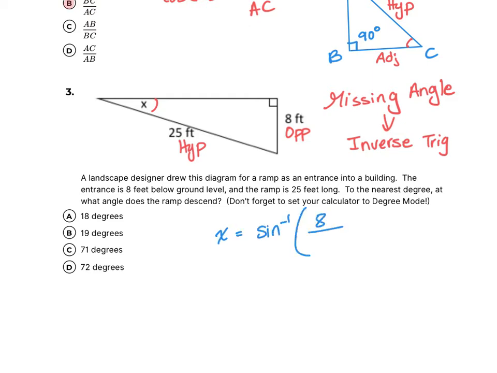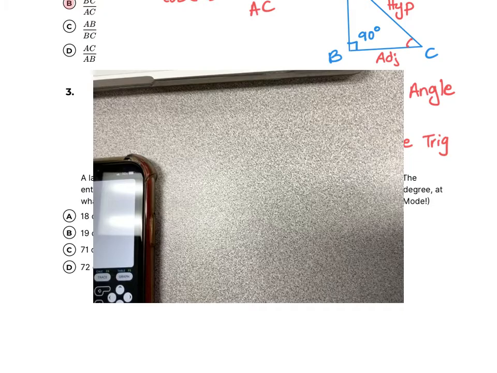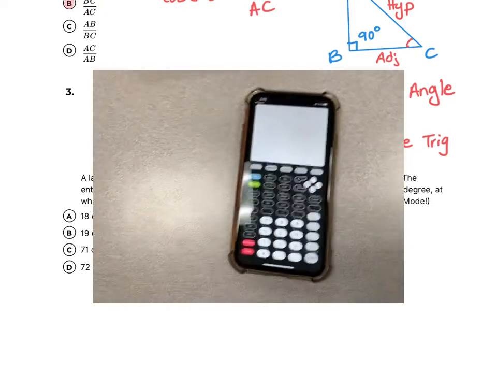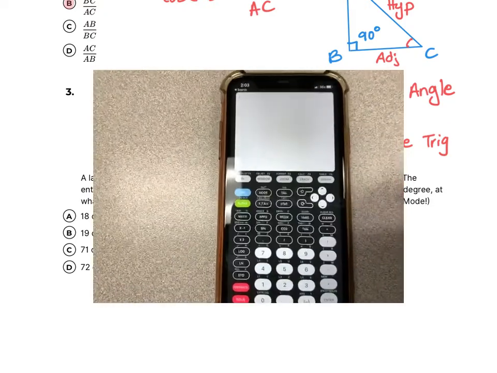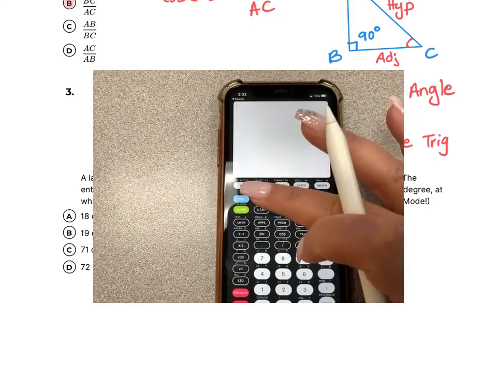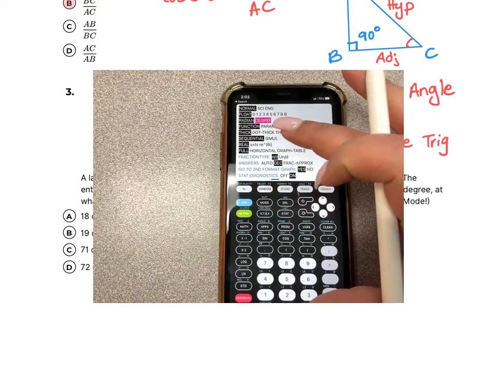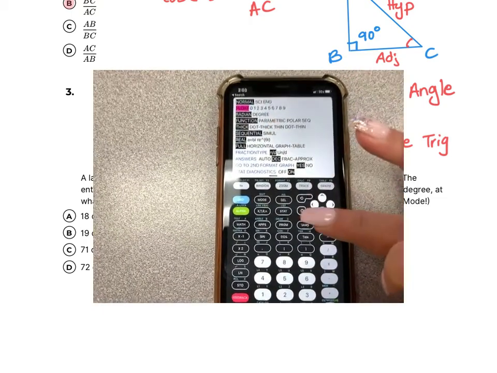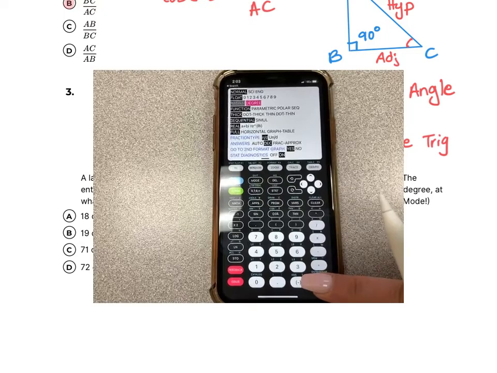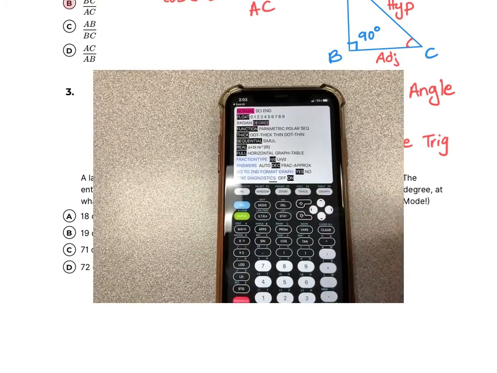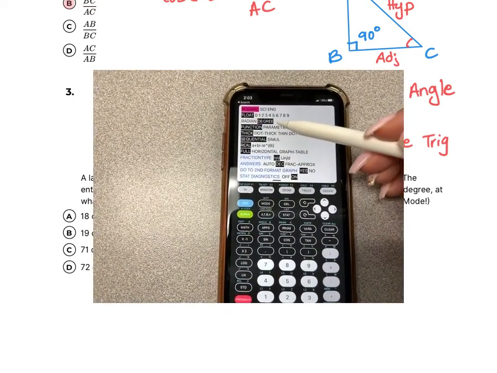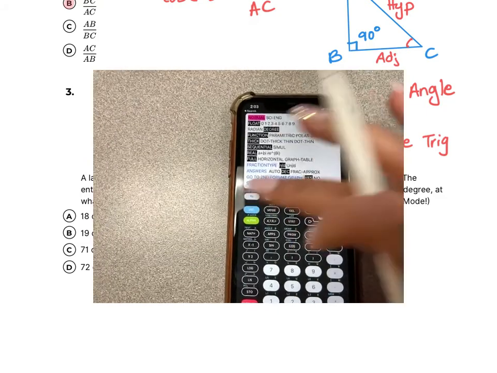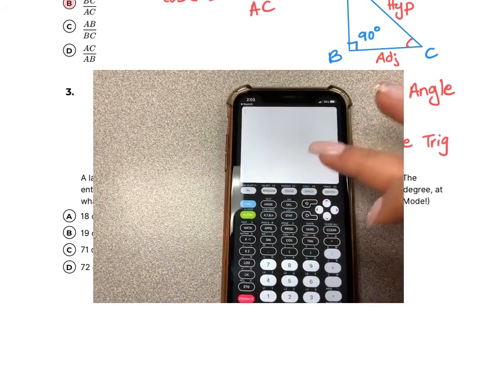So opposite over hypotenuse. Now remember, in trigonometry, you should always make sure that your mode is in degrees. So let's remember how to do that. You click on mode, and then you have to make sure that the degree is selected. As you can see, the radian is selected. So I'm going to go down to degree and press enter. This way, the degree is being selected. You see how it's highlighted in black? Now, let's clear and go back to the main screen.